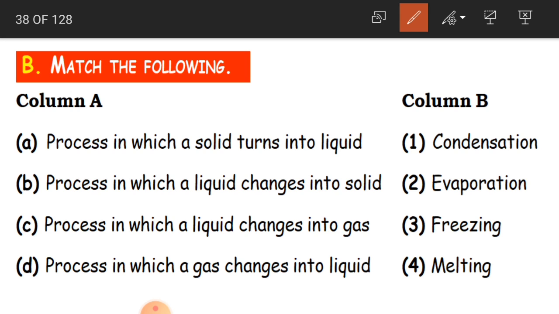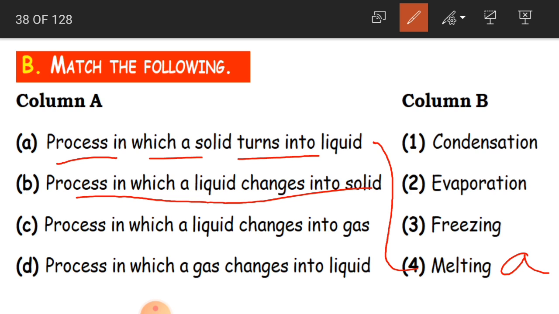Now we'll go with the match the following here. So column A and column B, let us go with the first one. Process in which a solid turns into liquid. A solid substance which is going to turn into liquid, in which process does this happen? It is melting. Okay, this is A. And process in which a liquid changes into solid. Like for example, water becoming ice, that is freezing. Here ice becoming liquid, A is.